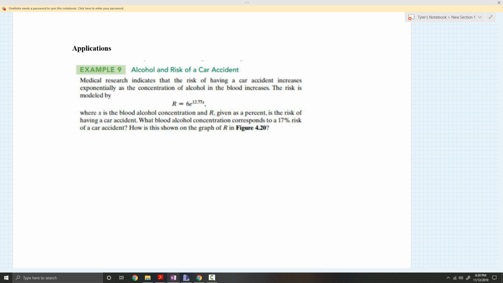The risk is modeled by this function. Of course you would imagine the function would be an exponential or logarithmic equation. We're told where x is the blood alcohol concentration and R is given as a percent, and is the risk of having a car accident. It asks what blood alcohol concentration corresponds to a 17% risk of a car accident. How is this shown on the graph of R?